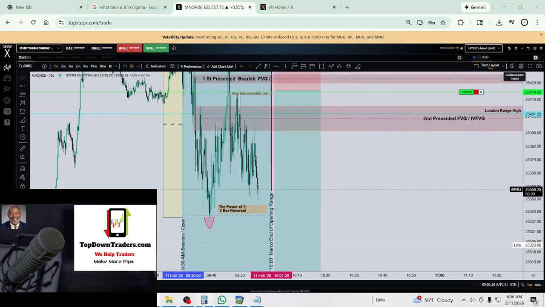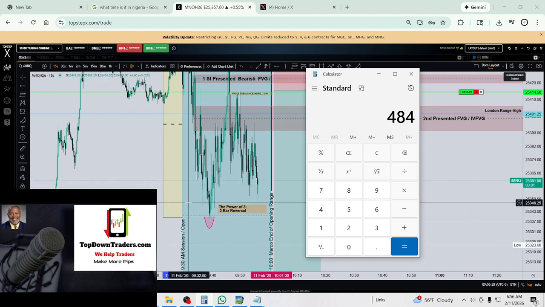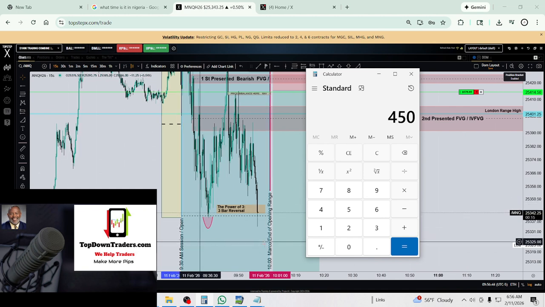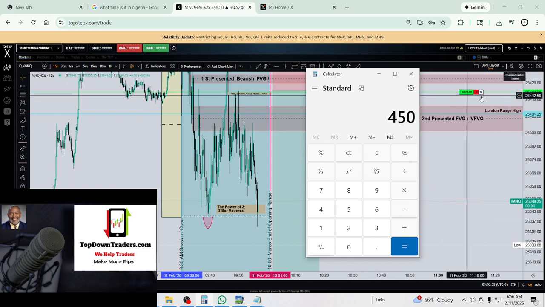Here's a fun fact. Let's do this real fast. $484, and let's say, or did I do that wrong? Okay, say let's do $450. It looked like we had 450 something. It's bouncing around in 30 minutes. Now we got 530, 520 in 30 minutes.